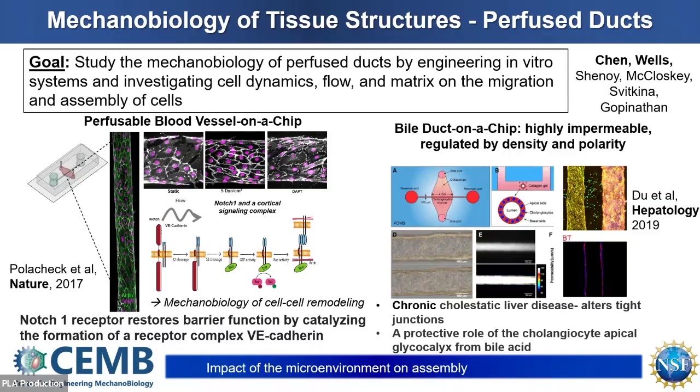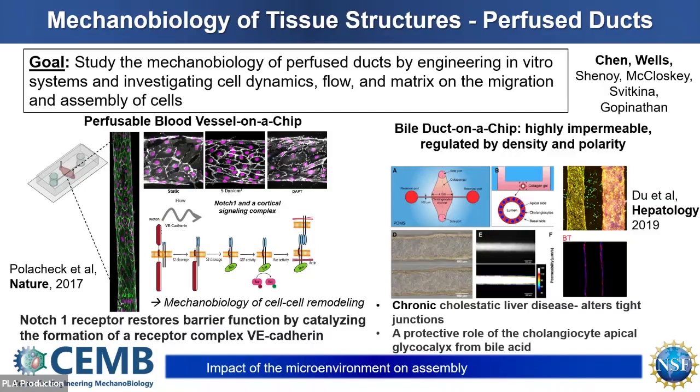And so we've looked at various tissue structures, and I'm going to start with perfused ducts. So we've got quite a bit of accomplishments in these areas. And this is very relevant, right, to both plant and animal systems. And so I'm going to describe a lot of the work here within the animal systems.